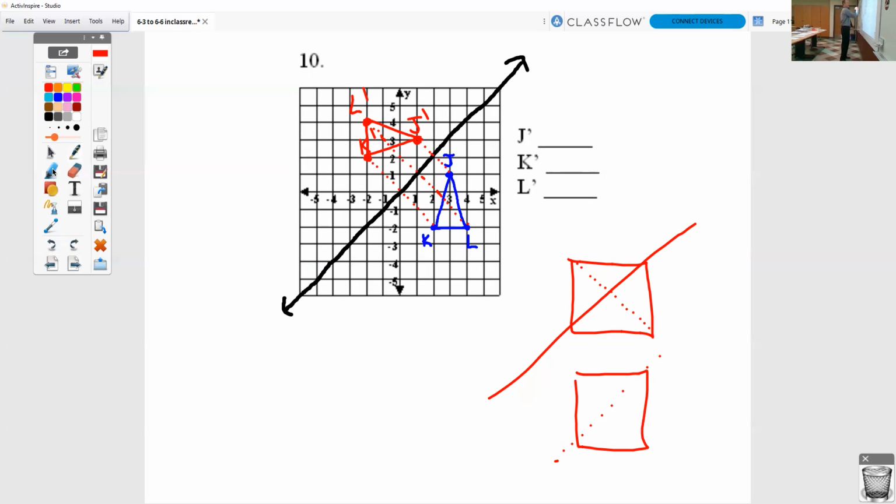So anyway, doing our coordinates, starting in the middle. J prime is over to 1, up to 3. K prime is over to -2, up to +2. L prime is over to -2, up to +4.